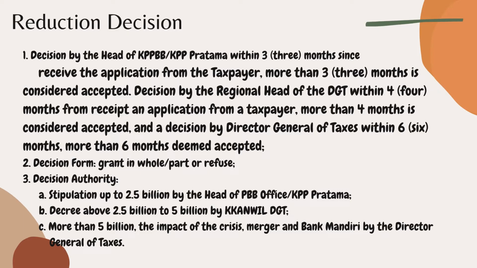Stipulation, decree, and more than 5 billion. We can read that a stipulation up to 2.5 billion is by the head of the PBB office, a decree above 2.5 billion to 5 billion is by Kanwil, and more than 5 billion, the impact of the crisis, merger, and Bank Mandiri, is by the Director General of Tax.